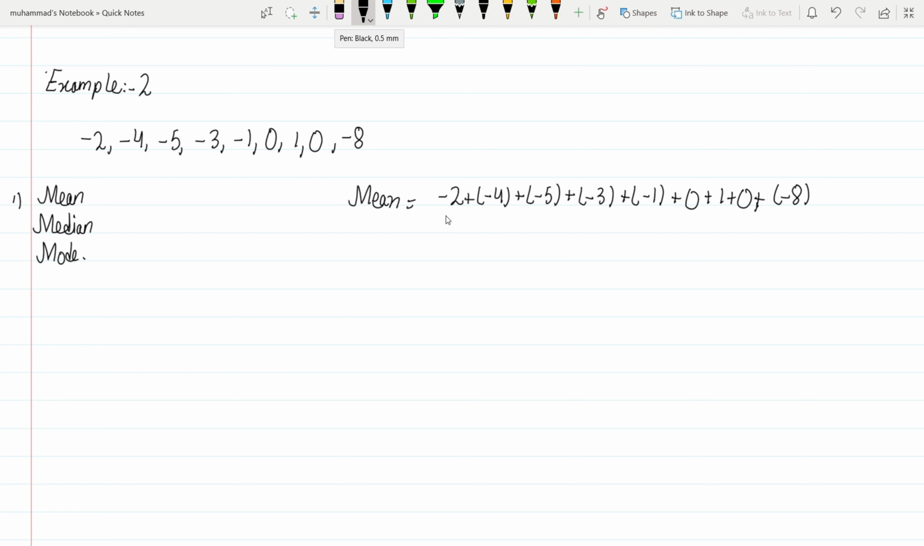Now count the data. How many numbers are there? 1 2 3 4 5 6 7 8 9. Now just simplify it. Plus, minus, -4 -5 -3 -1 plus 0 plus 1 plus 0 -8, divided by 9. Just solve this.